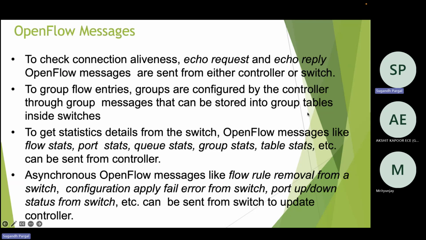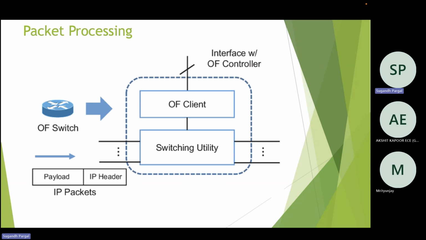To get statistic details from the OpenFlow messages, like flow stats, port stats, queue stats, group stats, table stats, etc., requests can be sent from the controller. Asynchronous OpenFlow messages, like flow rule removal from a switch, configuration apply fail error from the switch, and port up/down status from the switch, can be sent from the switch to update the controller.